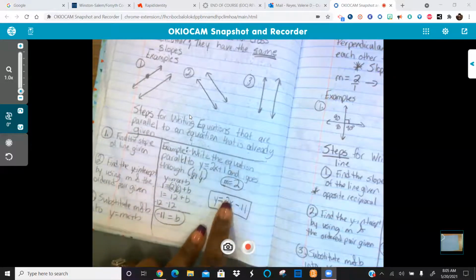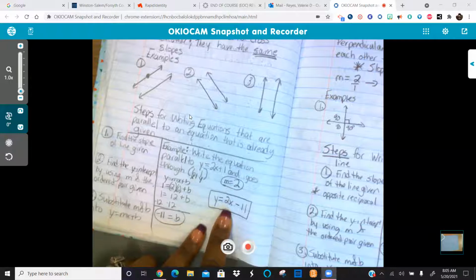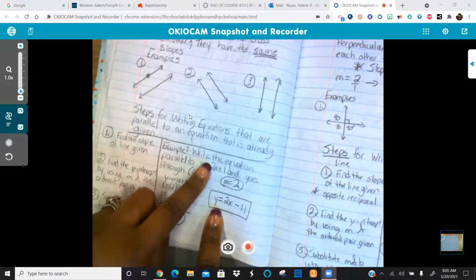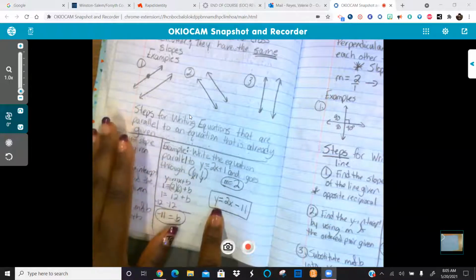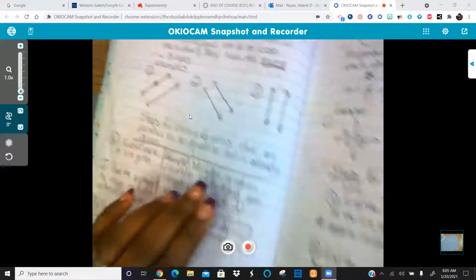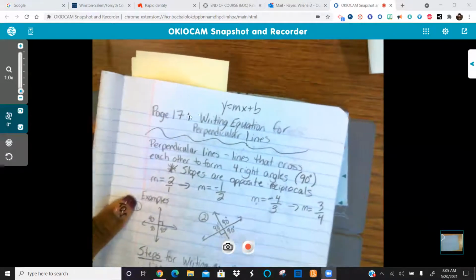So you're going to have problems where you have to write an equation that's parallel to another equation that's given and goes through a point. Okay, so parallel lines have the same slopes. Let's look at perpendicular lines then.